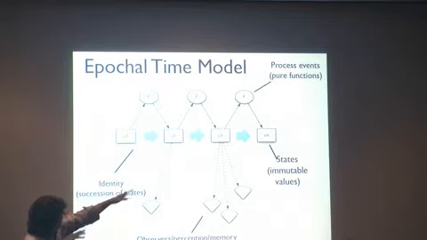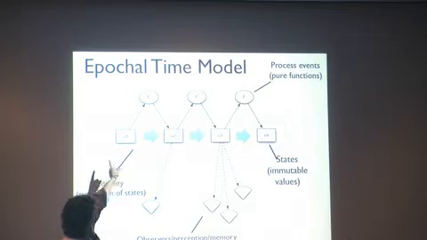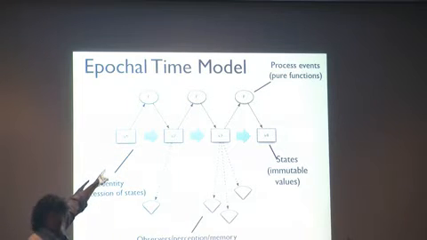So we have this model we could use. We could say an identity is just a succession of states. Each state is a value. The real world case of, does the monkey stay around there? No, but our memories of the monkey can stay around there. That's what we're talking about here.